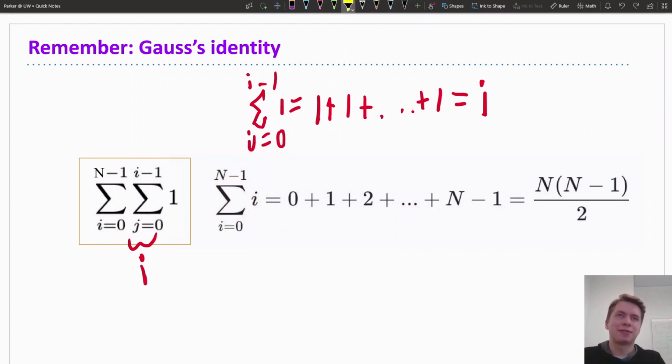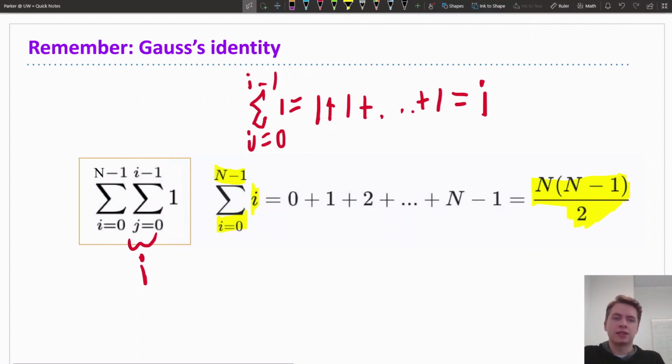Does this sum look familiar? Well, this is a summation from i equal to 0 to some value minus 1 of i. This is exactly Gauss's identity. So we can use Gauss's identity to simplify the summation to capital N times capital N minus 1 over 2. And that's how we end up with this runtime.